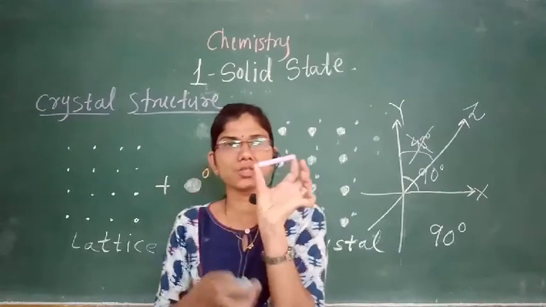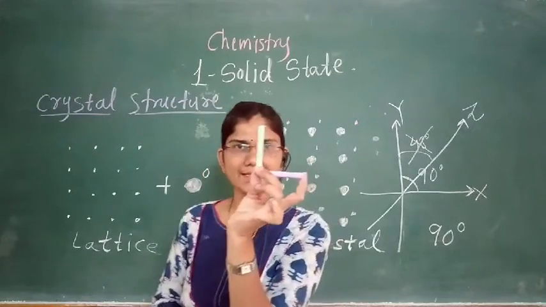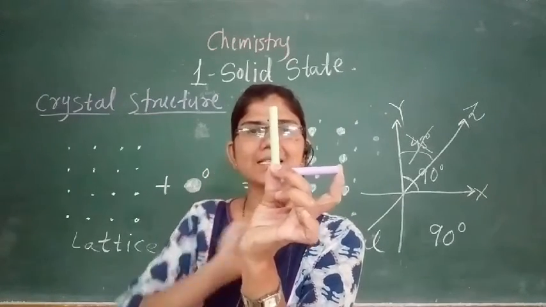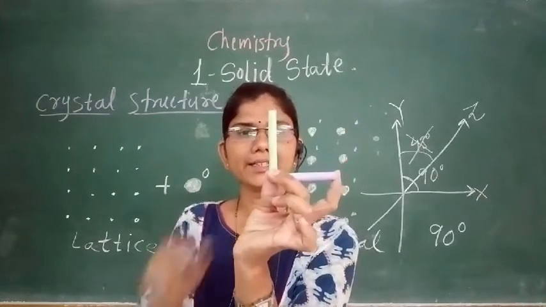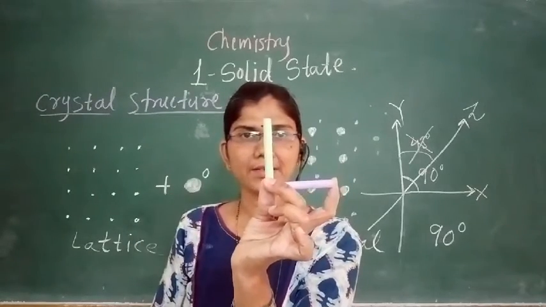Suppose this is our x axis and this is our y axis. Now, what is the angle between the x and y axis? It is equal to 90 degrees. This is our x axis and this is our y axis.